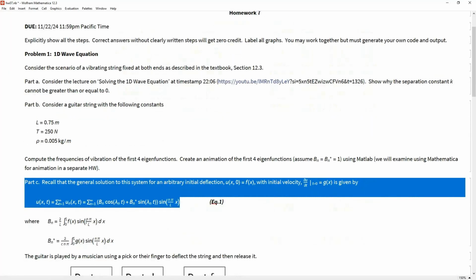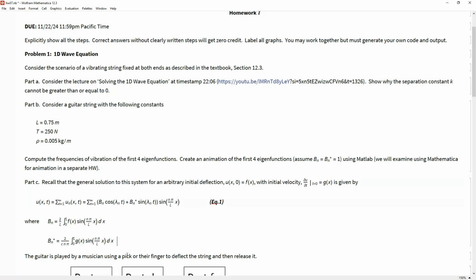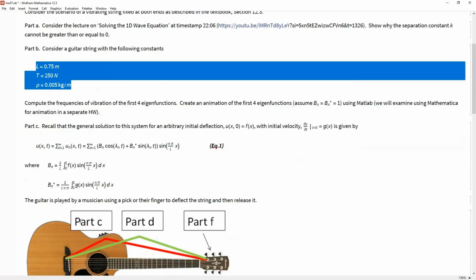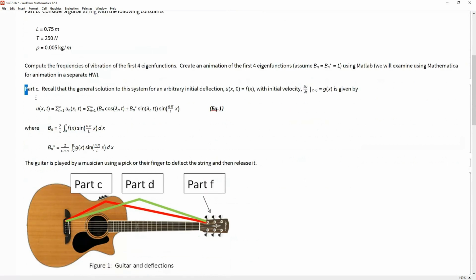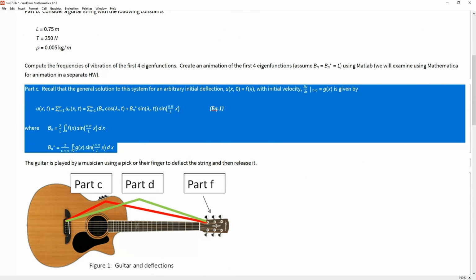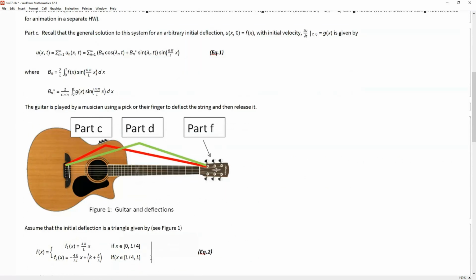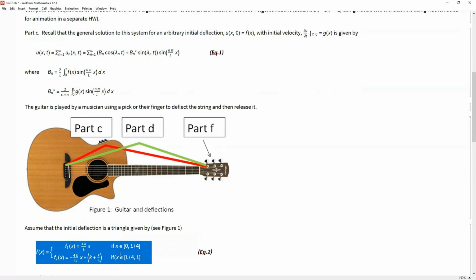Okay, so now part C is where we're going to tie into some of our Fourier analysis that we talked about in week 6. So I would now like to think about combining a series of the eigenfunctions to get an arbitrary solution for an arbitrary initial condition or initial deflection of this string that we're describing here. So again, I have a picture of the guitar down here. And all we're asking for in part C is, let's assume that you go ahead and pluck the string like this. Think about a guitar player. They're going to induce an initial condition on this string. This initial condition is described like this.